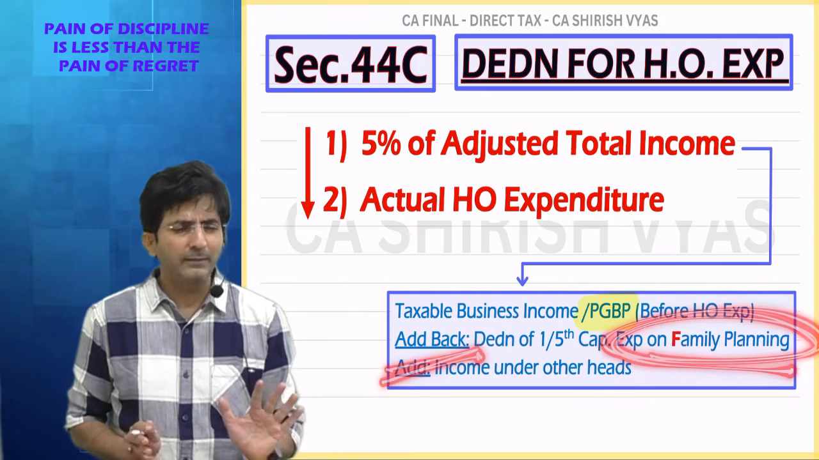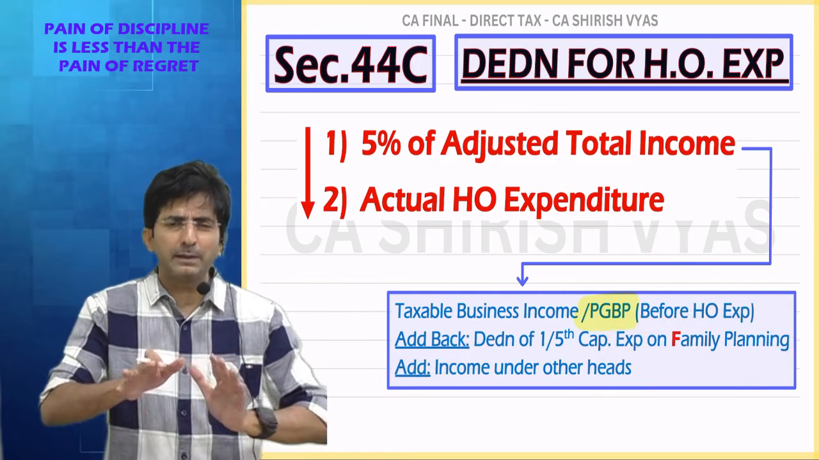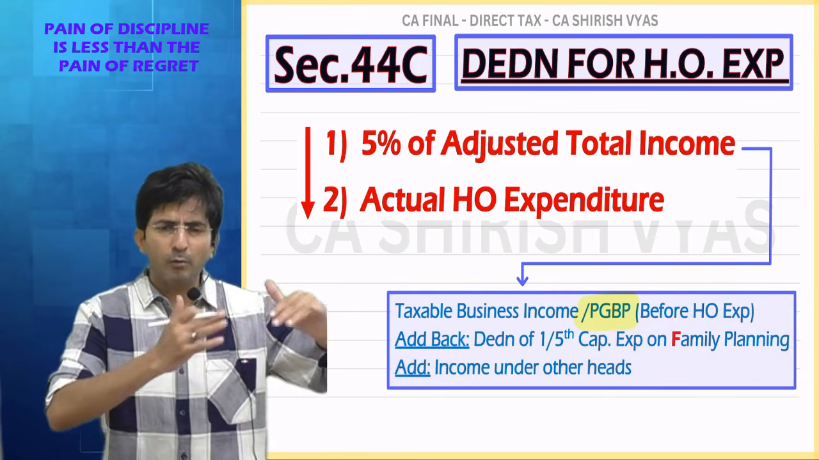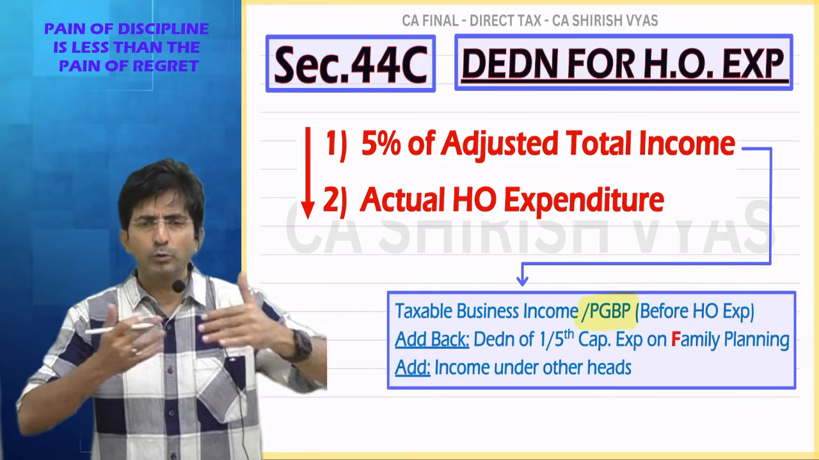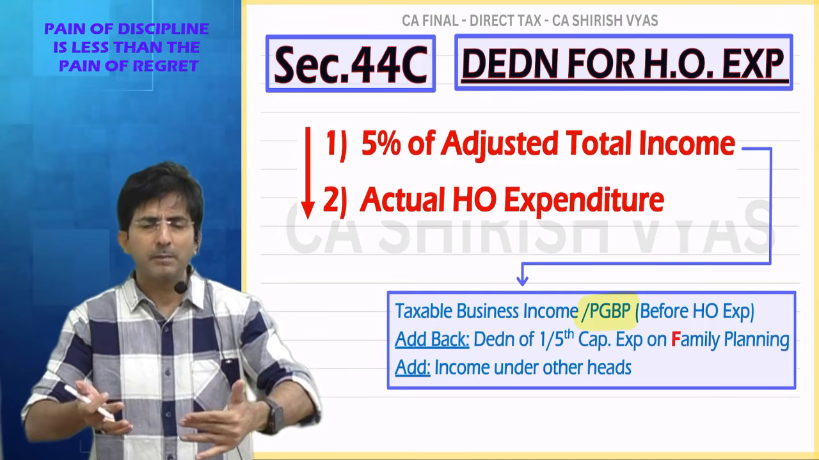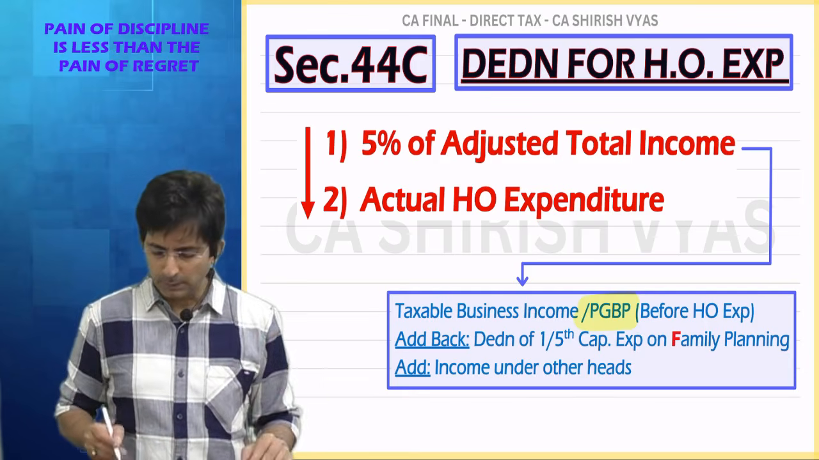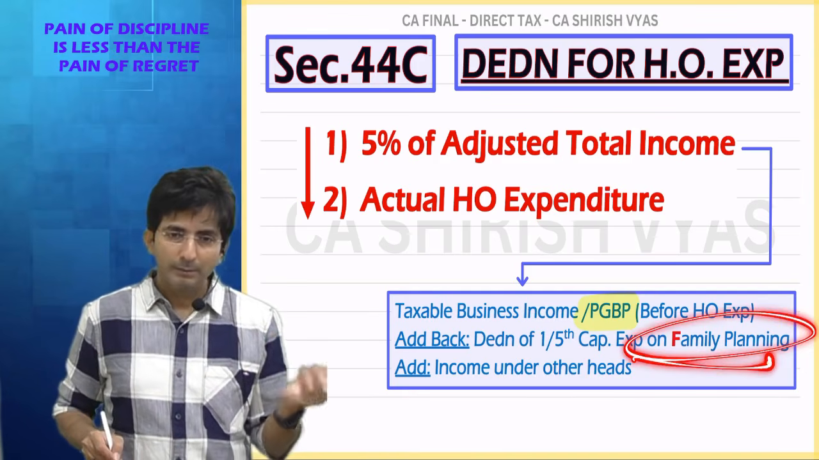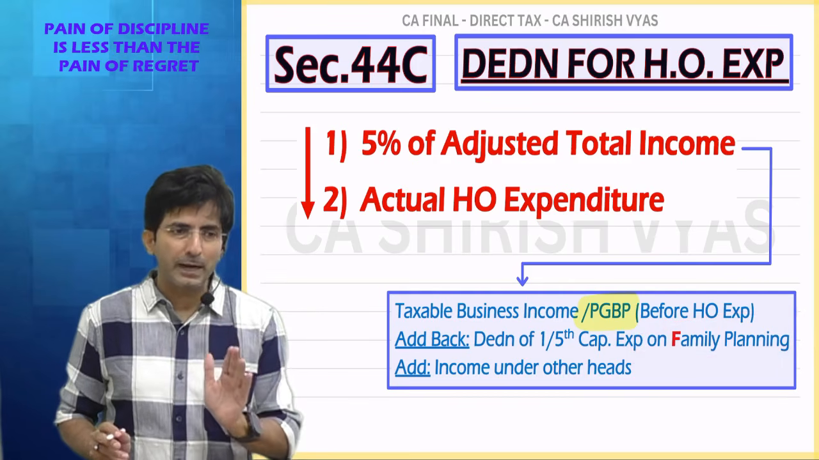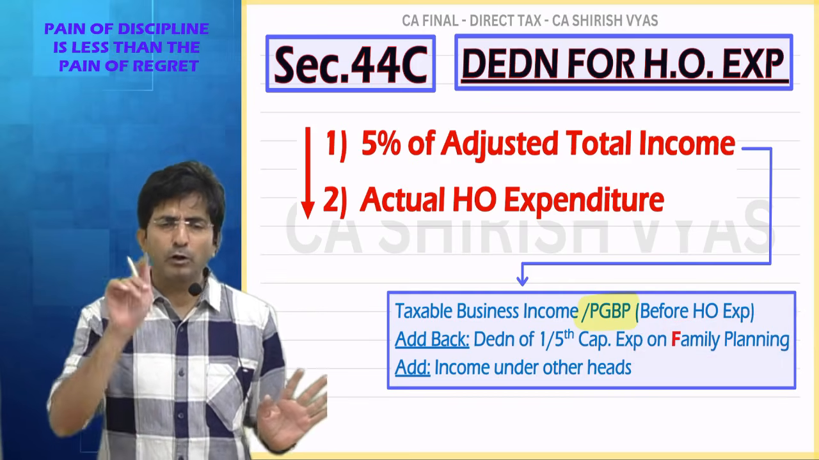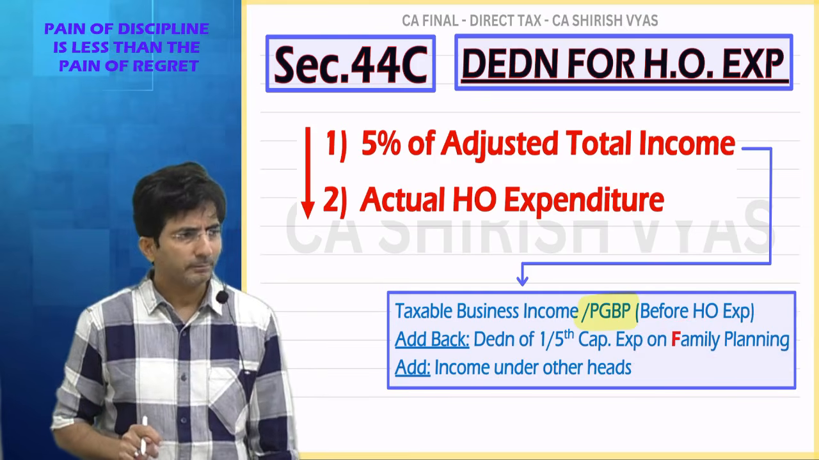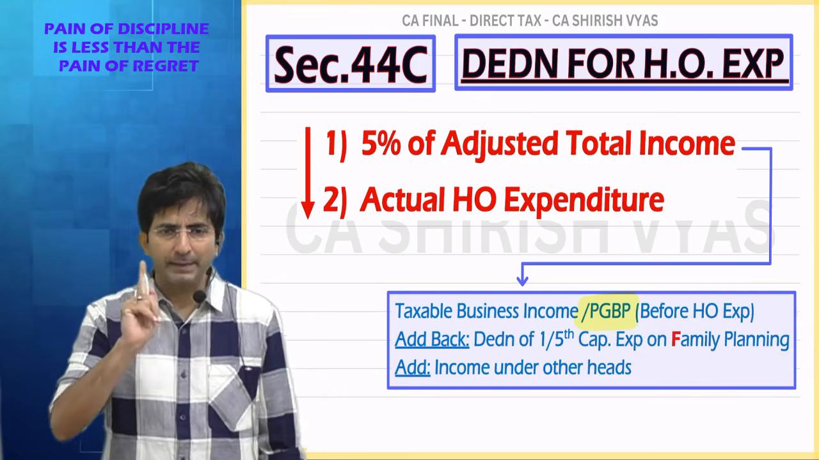Okay. Anyways, let's not go into the depth. Sometimes, when the law evolves from year to year, from budget to budget, sometimes we land up in a funny situation. So right now, a funny situation is that there is only one thing. Why? There were a few more things which we used to add back. But anyways, what you will do in the exam, just add back one item. Which item?